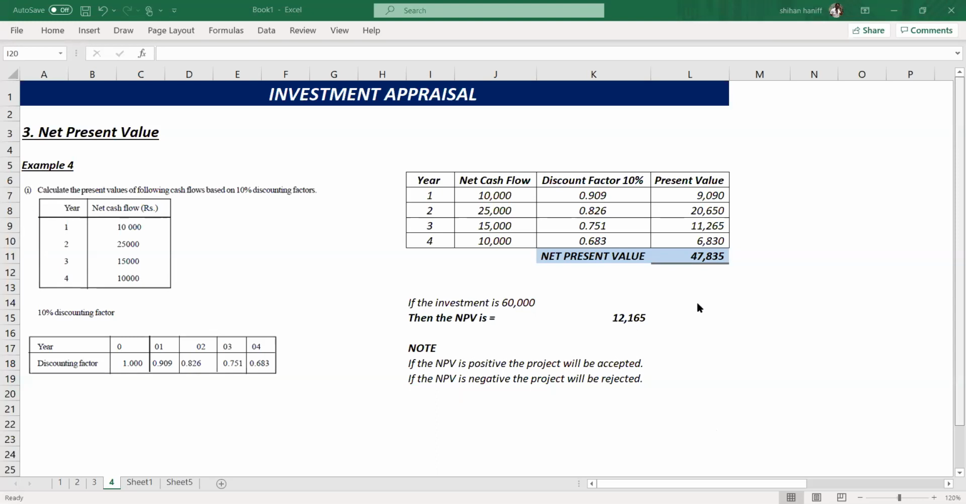Why do you deduct the present value from the investment? This is the total present value. Actually, this is the total present value. When you compare with the investment only, it will be net present value. So investment is what you pay. This is the cash you receive.